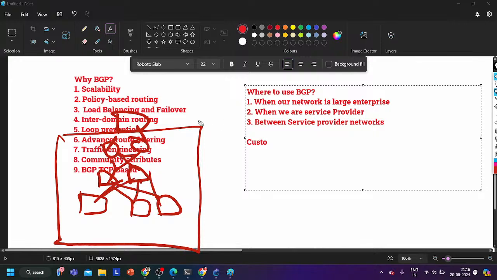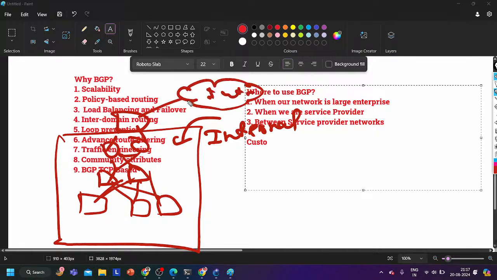This is my internal network, right? Now to access the internet, I have to connect my network to the internet. I can connect to the internet like this also, right? But there is no redundancy, correct? I can connect two cables for redundancy.